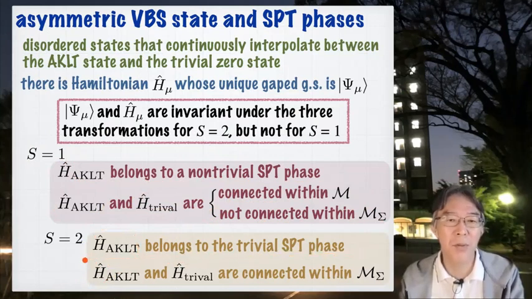This was first shown by Pollmann, Turner, Berg, and Oshikawa. And so in this case, the AKLT Hamiltonian and the trivial Hamiltonian must be connected within the space of symmetric Hamiltonians. And our example, our asymmetric VBS state, provides us with a simple explicit proof of this fact.